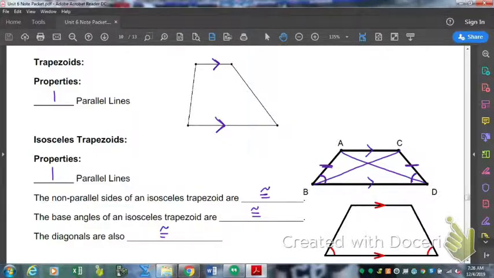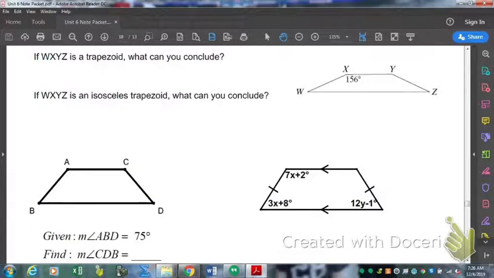Let's use this now. Okay, if WXYZ is a trapezoid, what can you conclude? So I'm looking at this picture over to the right. If it's just a regular old trapezoid, I know that segment or side XY is parallel to WZ. I know that for sure. Okay, if it's a trapezoid, that's what I know.